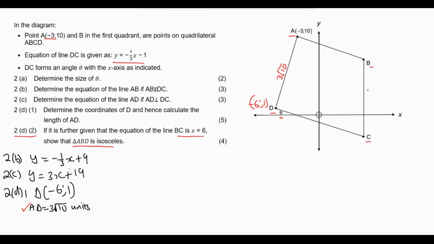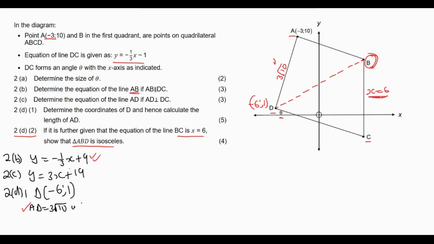Now, if the line is x equals 6, it means it's a vertical line, right? So we want to show that triangle ABD, which is this, right? So we have the length of AD. If we prove that the length of AB is also 3√10, then we can conclude and say triangle ABD is an isosceles triangle. So now we need to find the coordinates of B.